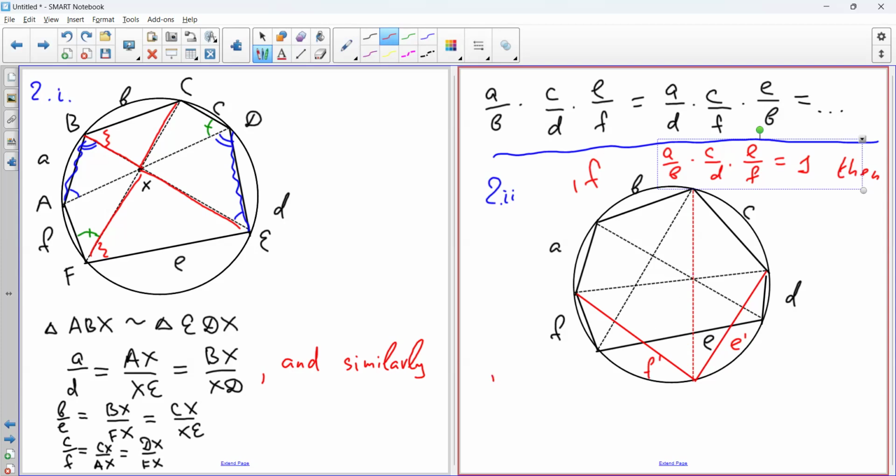But from the geometrical part of the problem, from 2.1, we have then that A over B times C over D times E prime over F prime is equal to 1, which is by condition A over B times C over D times E over F by conditions.